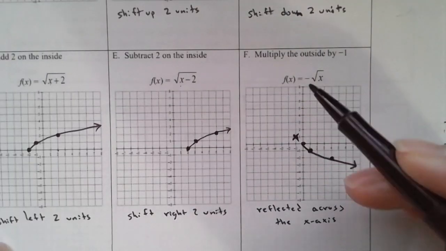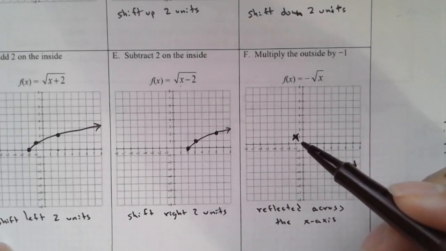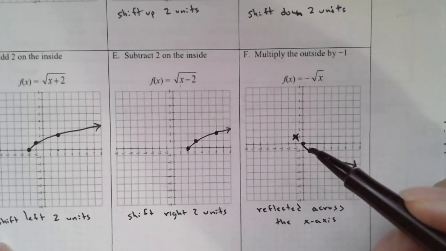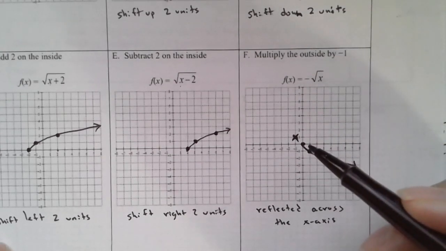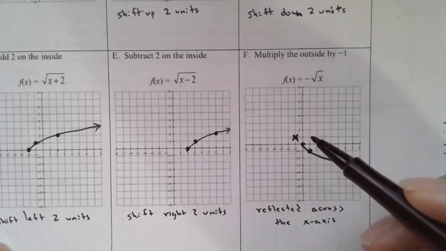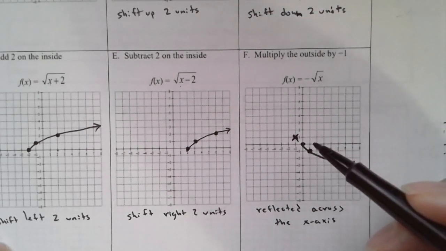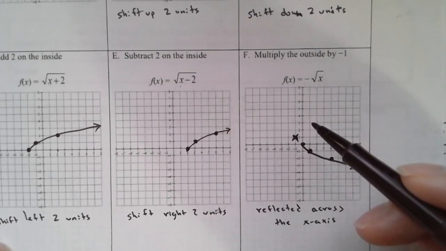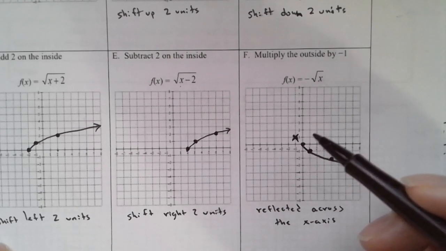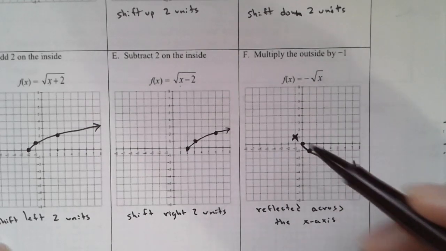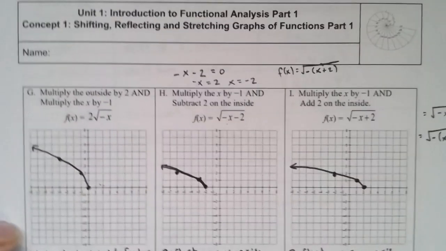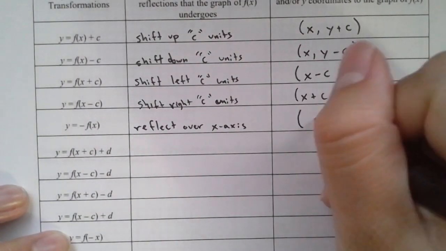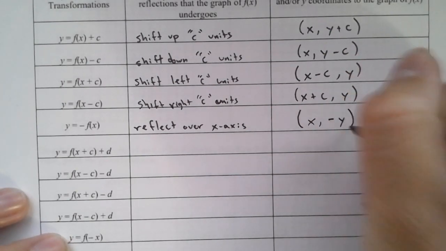Here is the one with the minus in the front. The basic function was like this, and the one reflected over the x-axis is like this. Notice that the x coordinates of these points don't change. Still x is equal to 1, 4, and so on. What changes is the y coordinate. The y coordinate went from positive to negative. So when you reflect over the x-axis, your y's become negative.